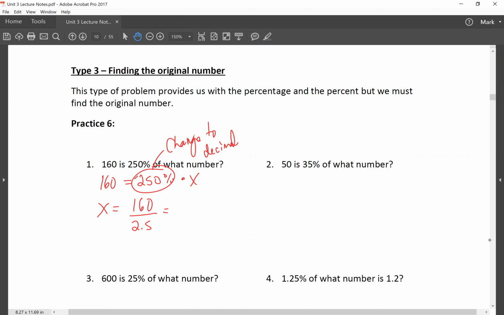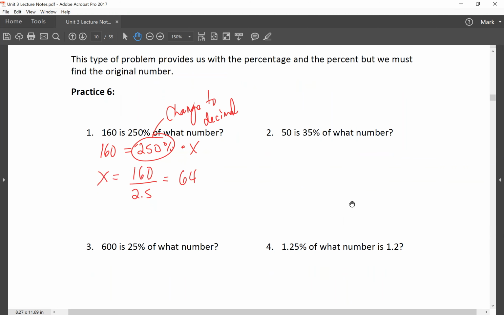So my original number was 64. So what this question is saying is, if you had the number 64 and increased it by 250%, it would equal 160. So that's kind of what this question is saying. So let me do another one. I think these are all pretty much worded the same.